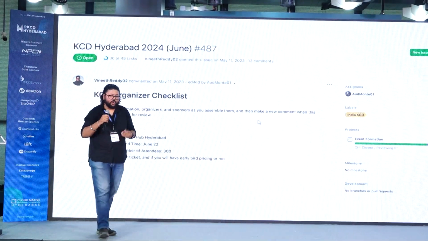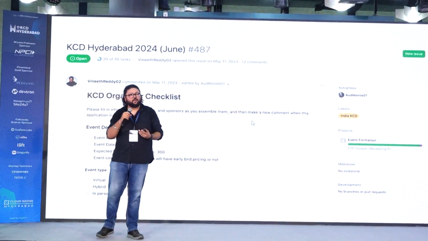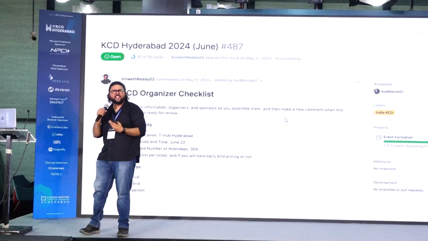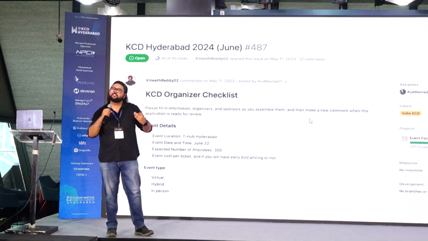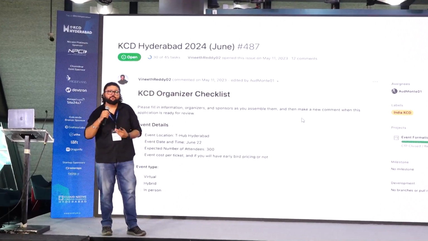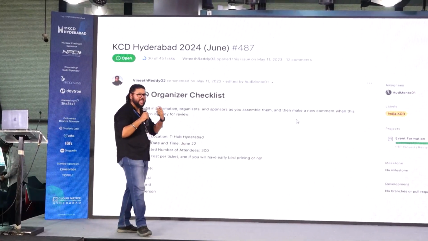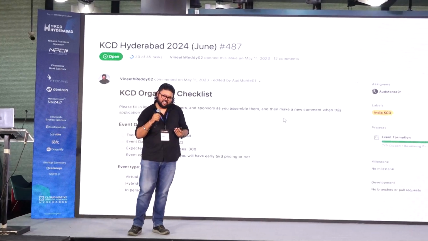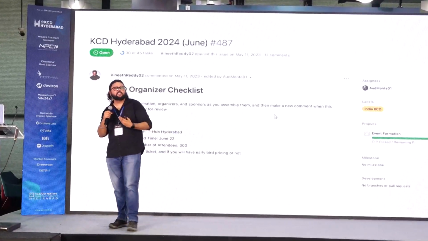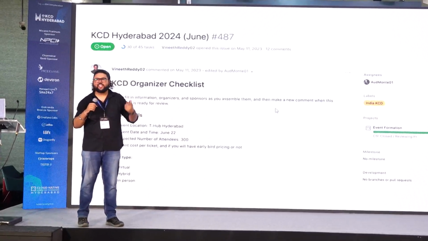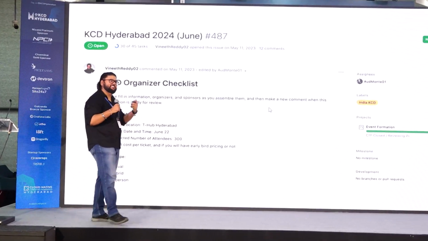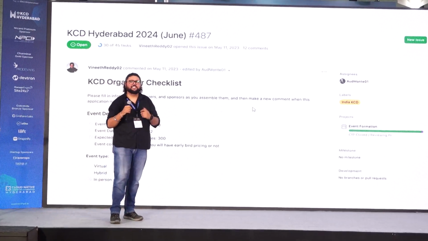Now, a lot of us are part of communities, and a lot of us have attended a lot of events, a lot of KCDs as well. And that's when we realized that the community in Hyderabad is growing, and we need to do something big, something bigger, because we had attended KCDs in other cities, and even the community members were reaching out to us and asking, hey, why doesn't Hyderabad have a KCD? You know, KCD Mumbai was there, KCD Bangalore was there, KCD Chennai was there. Why is Hyderabad not there?